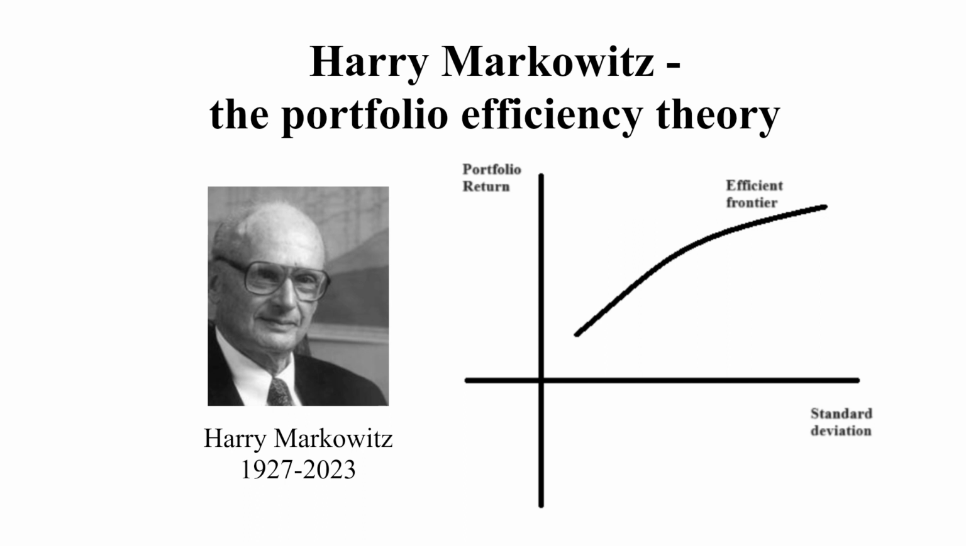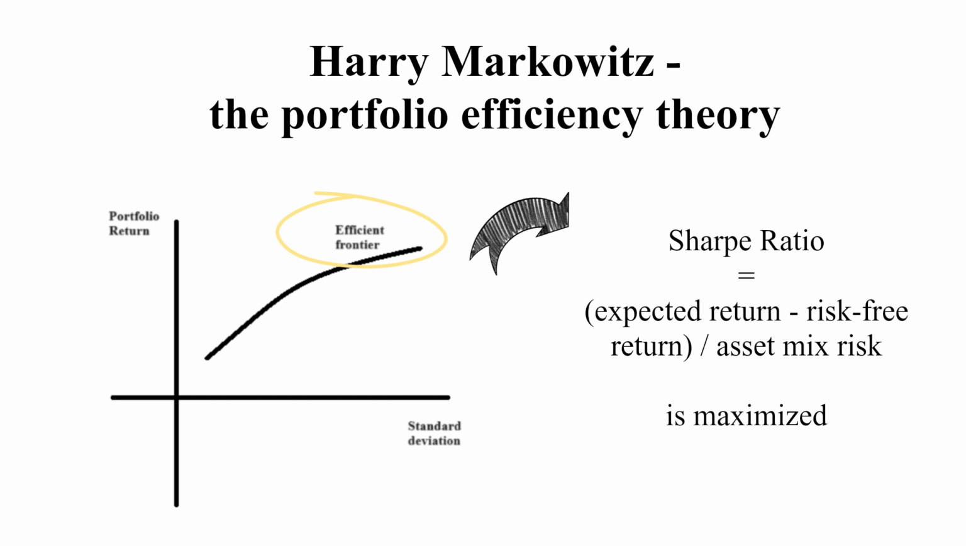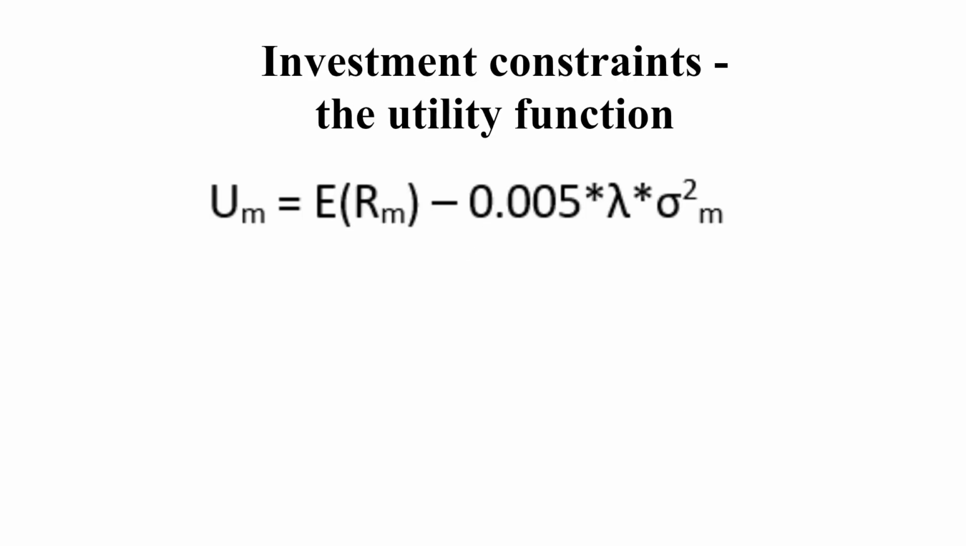If we trace the returns of these portfolios that have different risk levels, we get a concave line that is called the efficient frontier. On this efficient frontier, the Sharpe ratio is being maximized while taking into consideration the investment constraints of the investor. To discuss the investment constraints, let's look at the utility function.